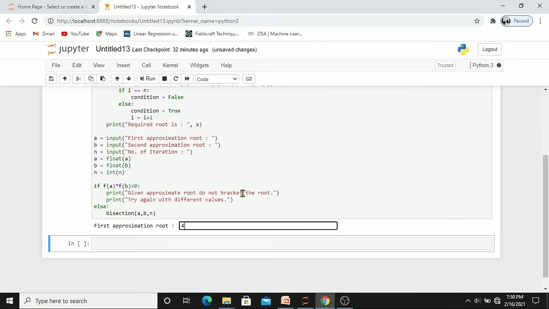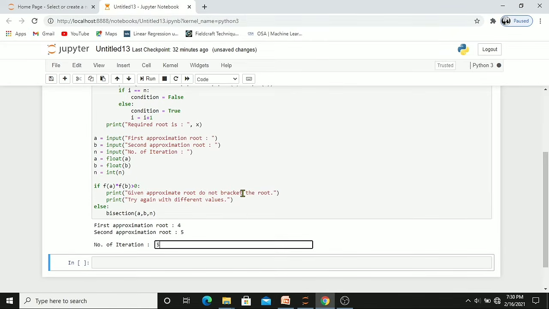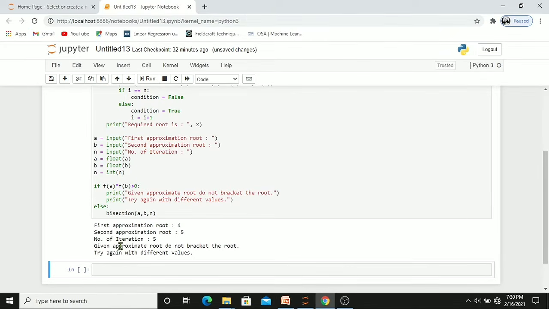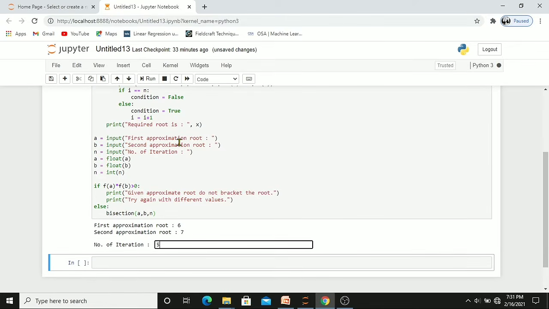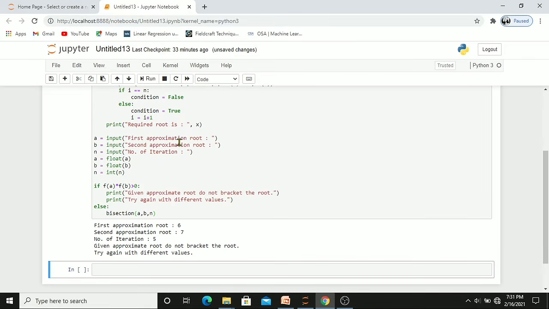First approximation root suppose 4, second is suppose 5, number of iterations is 5. So here you can see that the given approximate roots do not bracket the root. Try again with different values. So again, let's check with different values. Suppose now it is 6 and 7. The number of iterations is 5. So again, it is not true, right?